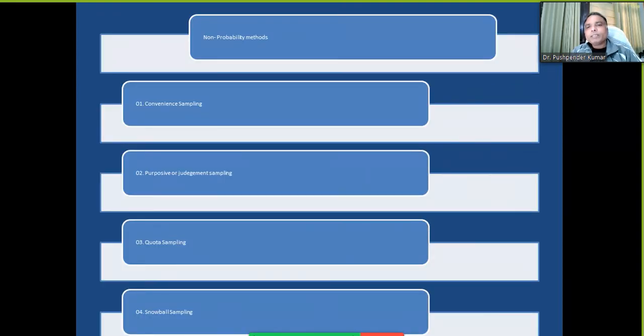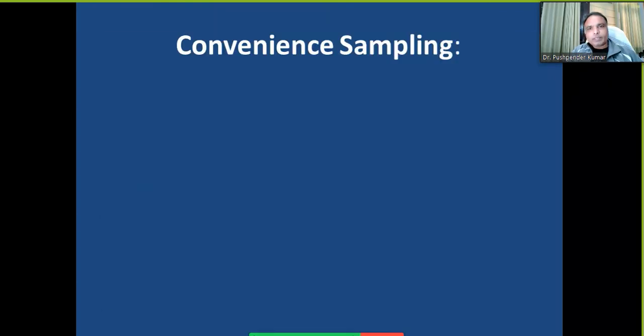So we have a few methods you can see in non-probability sampling. First is convenience, second is purposive or judgment sampling, third is quota sampling, and last is snowball sampling.